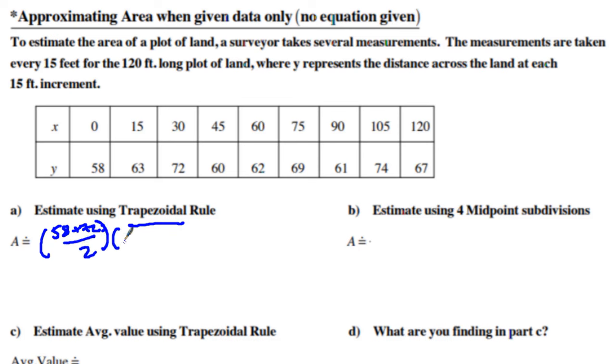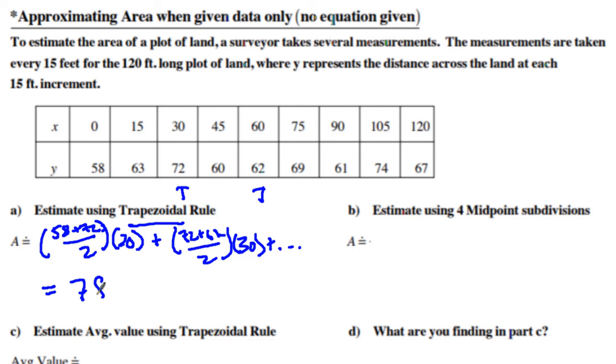Its width is 30. Plus, then you take the next 2 points, 72 and 62, and you divide by 2. Same thing, 72 plus 62, divide by 2. Multiply that by 30. And you're going to do this for 4 different values. You can try this out at home, and you end up getting 7852.5 for that area.